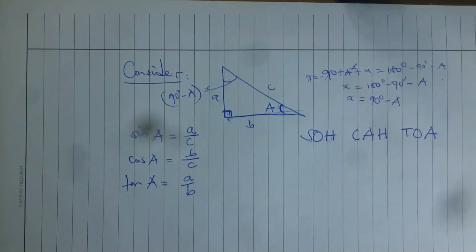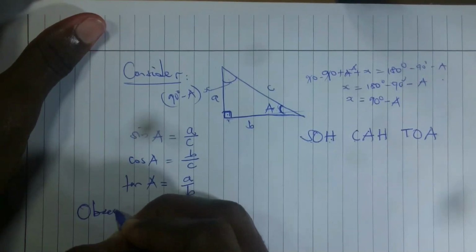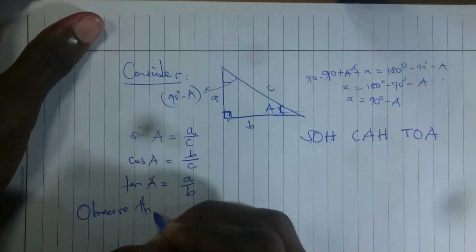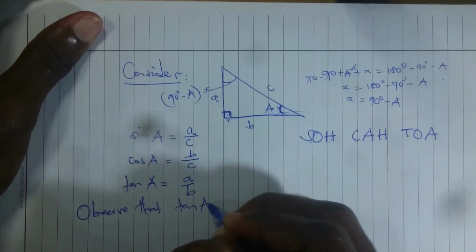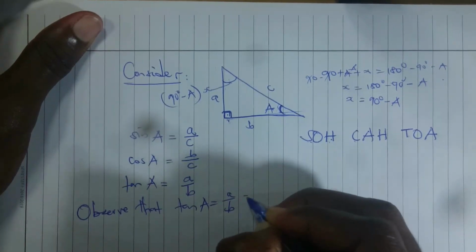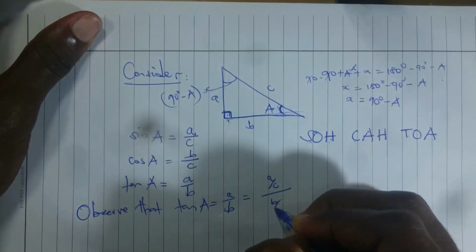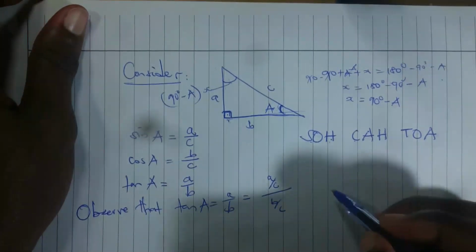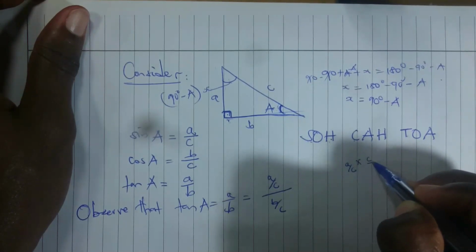I think we have understood that clearly. Now let's see. We observe that tan A equals A out of B, which is equal to A out of C out of B out of C. You see that this is the same as actually having A out of C times C out of B.